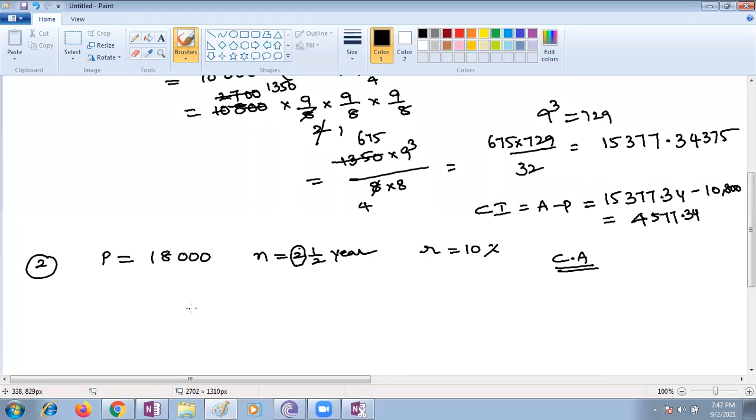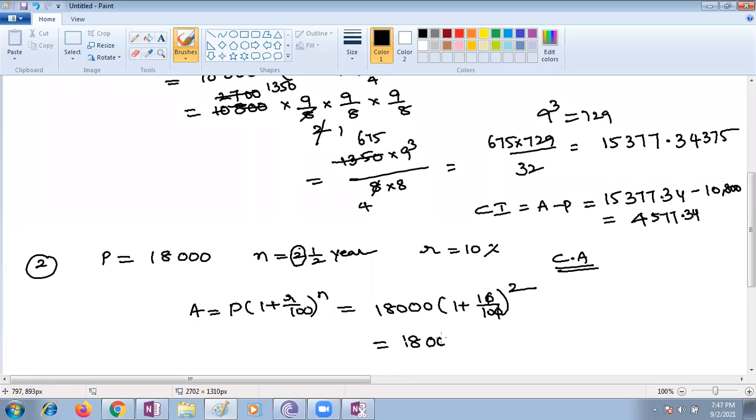First, for 2 years you have to calculate amount equal to P into 1 plus R by 100 whole power n. 18,000 multiplied with 1 plus rate of interest 10% by 100, whole power 2. Now you have to simplify. This becomes 18,000 multiplied with 11 by 10 whole power 2. So 2 zeros you have to cancel, giving 180 into 121. 180 into 121, how much?